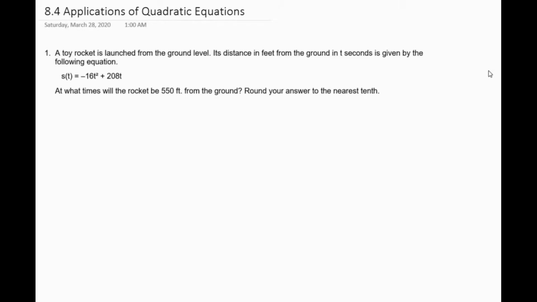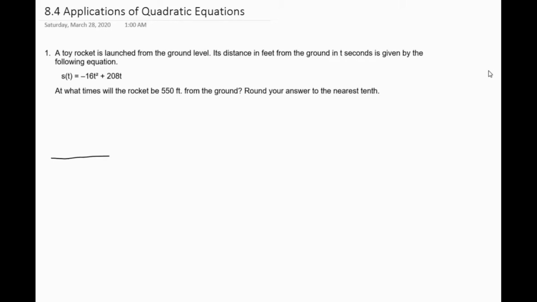A toy rocket is launched from the ground level. Its distance in feet from the ground in t seconds is given by the following equation. At what times will the rocket be 550 feet from the ground? Round your answer to the nearest tenth.